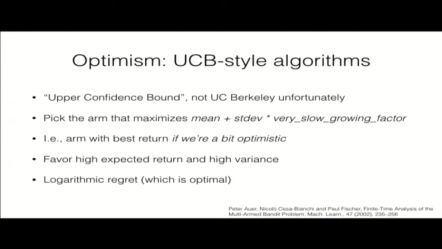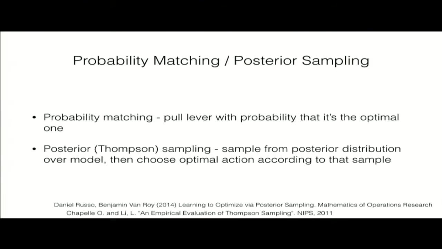And yeah, you're favoring high expected return and high variance. And when you do this, you get logarithmic regret, which is optimal, meaning as opposed to some of these naive strategies where the regret goes up linearly, here the regret, or the cumulative suboptimality, goes up as the logarithm of the number of time steps, which I think is pretty remarkable. Well, I don't know, it's not that surprising when you think about it. Okay, so that's one pretty important class of algorithms.